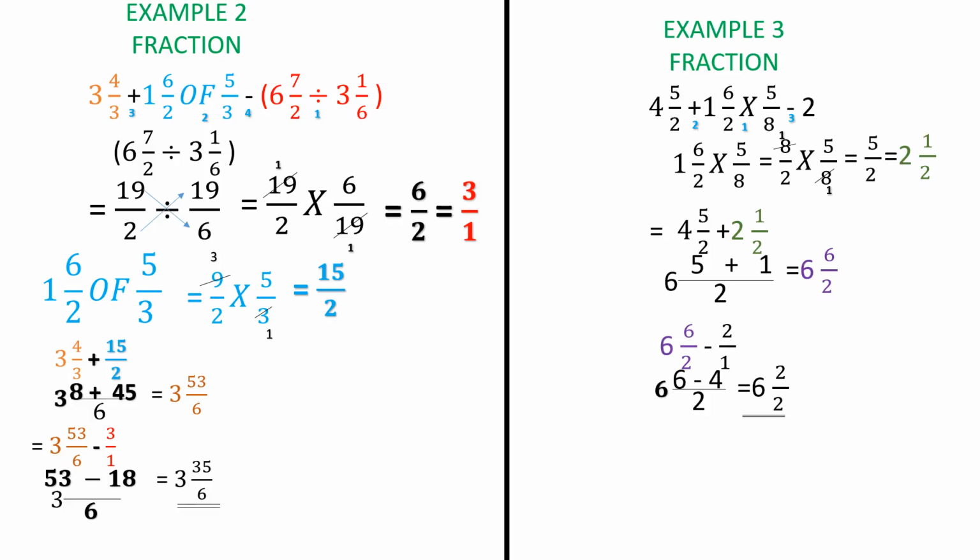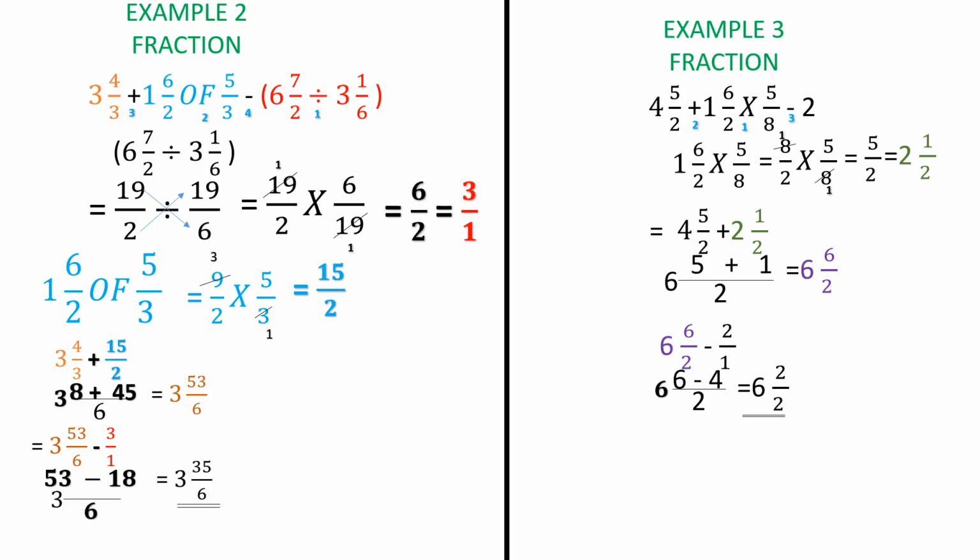So I'll now take 4 whole number 5 over 2 plus 2 whole number 1 over 2. Now I'll still apply the rule of adding mixed fractions. If you look for the LCM, we add the whole numbers. 4 plus 2 is 6. The LCM of 2 and 2 is 2. So there we are going to have 5 plus 1, which is going to give us 6 whole number 6 over 2.